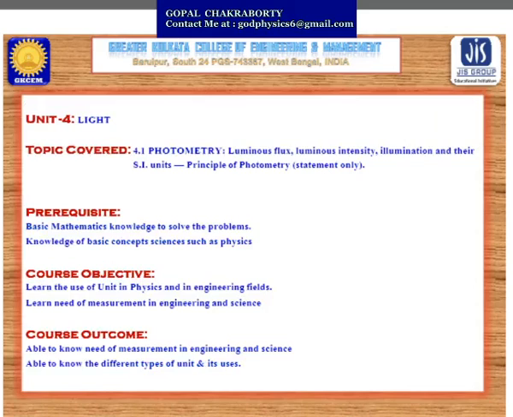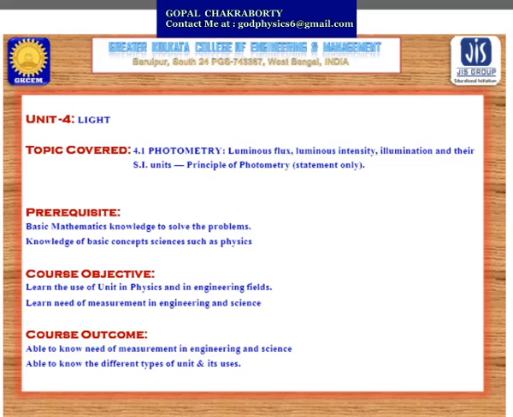Now the topic that I am going to discuss today is photometry, which is related to light. It includes luminous flux, luminous intensity, illumination and their SI units, and the principle of photometry, the statement only. So these all topics are under unit 4, that is light.